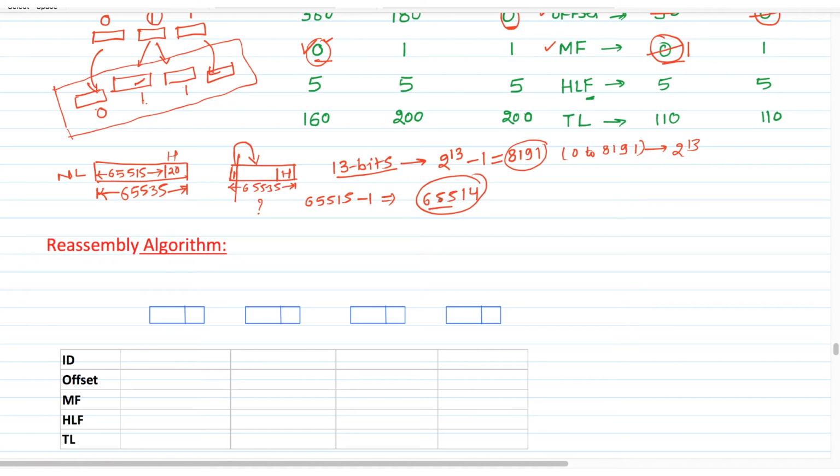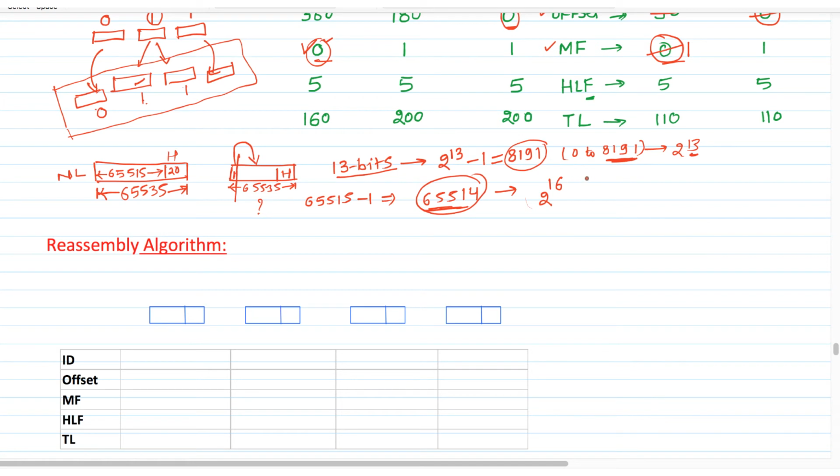Why is it like that? Because the total length field has 16 bits. In the IP header, when you check, the total length field has 16 bits, means 2 to the power 16 can be the total length for a datagram. But here we can see that by using 13 bits, the maximum number that we can represent is 8191. If the offset value is 65514, how can we represent such a big number by using only 13 bits? Because the offset value can be 65514, but the field that represents it does not allow a number more than 8191.